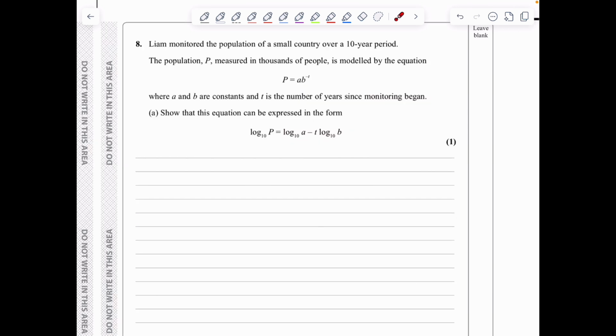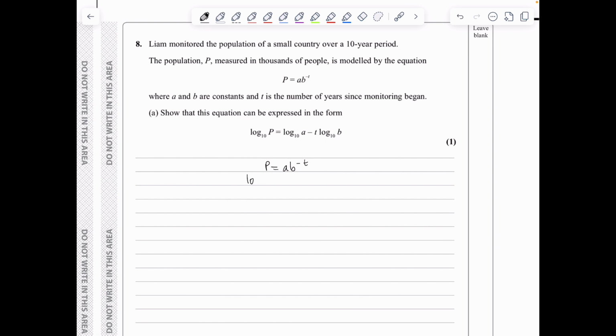Question 8, we've got the population P in thousands of people modeled through A, B to the negative T. T is the number of years since the beginning of the monitoring, and we need to show that this equation can be expressed in this form. So starting with what we are given, the obvious thing is to take everything to log base 10.